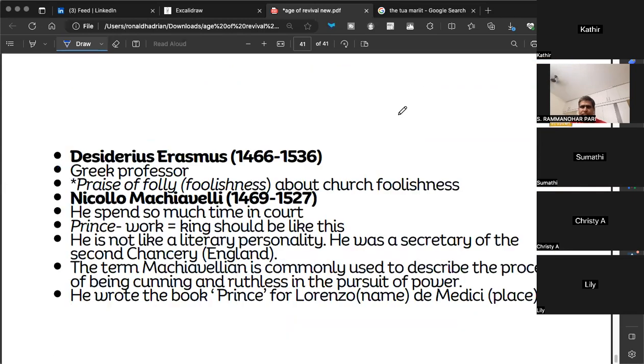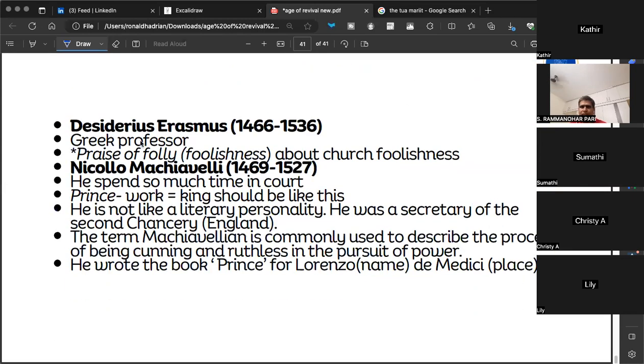So remember this. We have already seen Erasmus. His Praise of Folly means foolishness, about church foolishness. He was writing a satire. And this is the last one. He will not come properly under literature, but you should know about him.